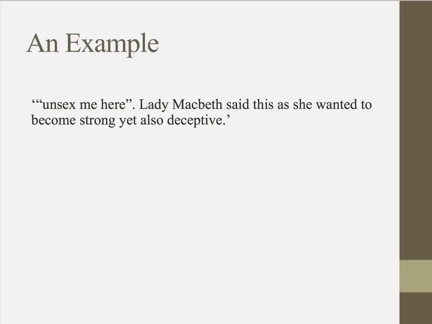So here we have an example of where a quote hasn't been embedded into the sentence. The quote is just on its own, "unsex me here," and then there's the interpretation in a second sentence. Lady Macbeth said this as she wanted to become strong yet also deceptive. So this is our starting point. How do we improve it?